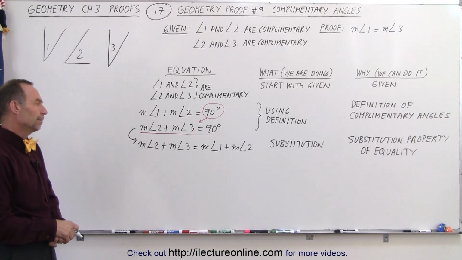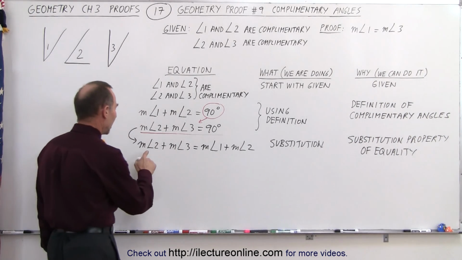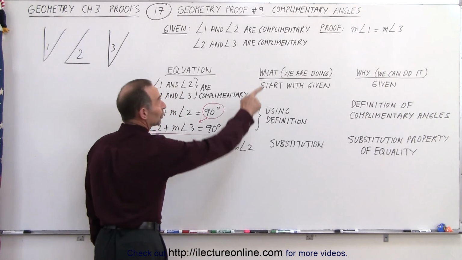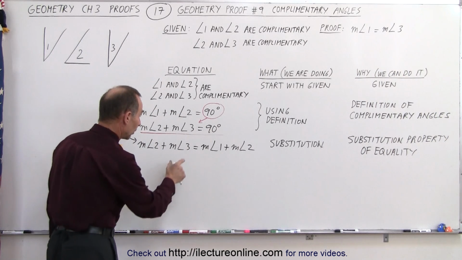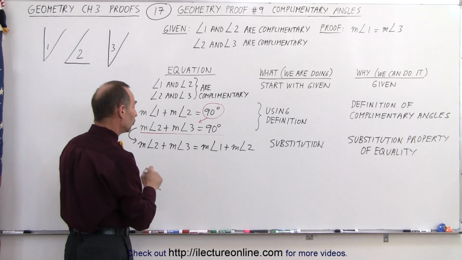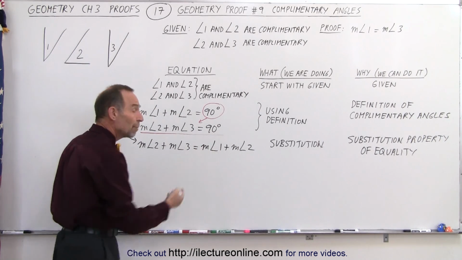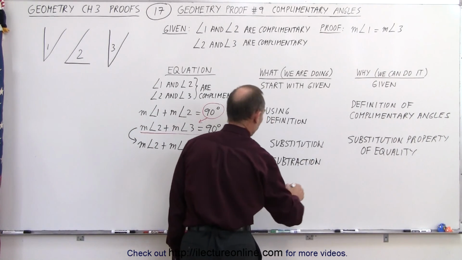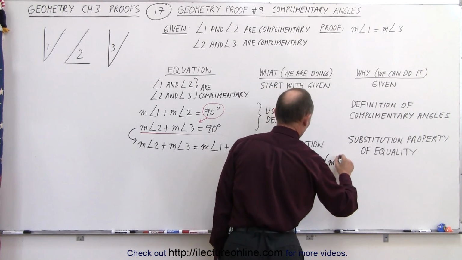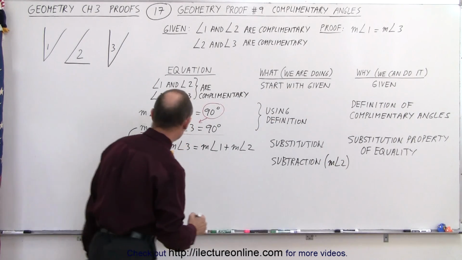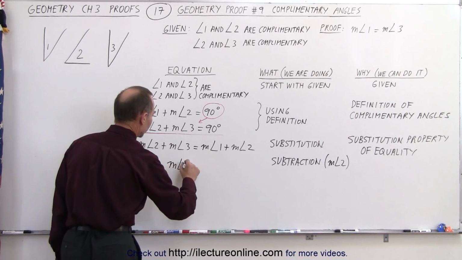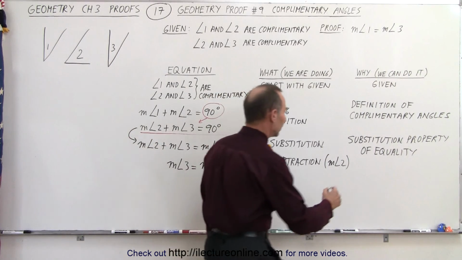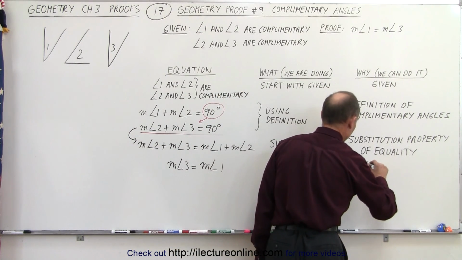All right, now, here we see that we have measure of angle 2 on the left side, we have measure of angle 2 on the right side, and we don't have that in our proof. We just want to prove that these two are equal to one another. So what we could do is subtract measure of angle 2 from both sides. And if we do that, we end up with the measure of angle 3 is equal to the measure of angle 1. And so why can we do that? This is called the subtraction property of equality.